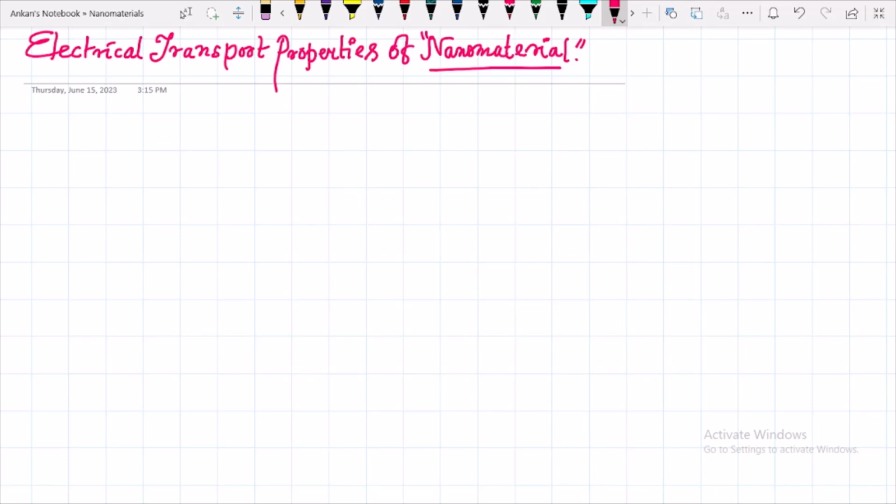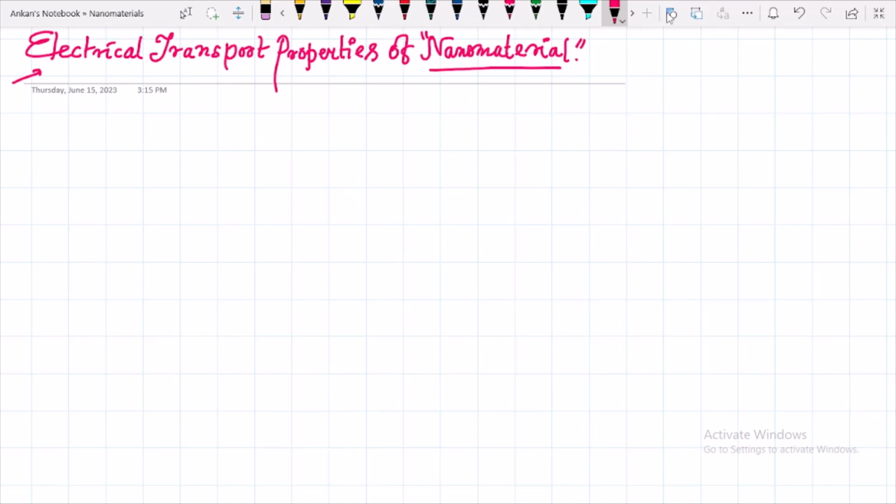Now we have to first know why we should consider nanomaterials. As I said before, by reducing the dimension and size of bulk materials, many interesting properties are generated inside them. One of which is electrical transport properties. We will notice that the electrical transport properties are different from those seen in a macroscopic object, that is, a conductor. In the case of nanomaterial, the electrical transport properties are very different and very interesting, and we will deal with it in today's discussion.